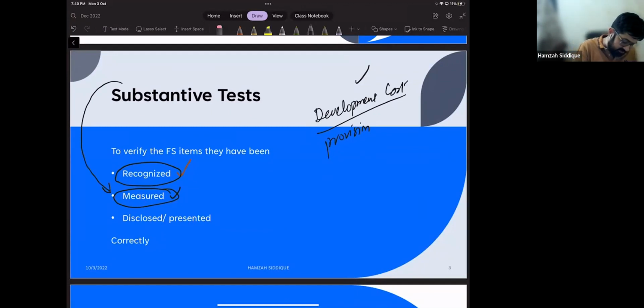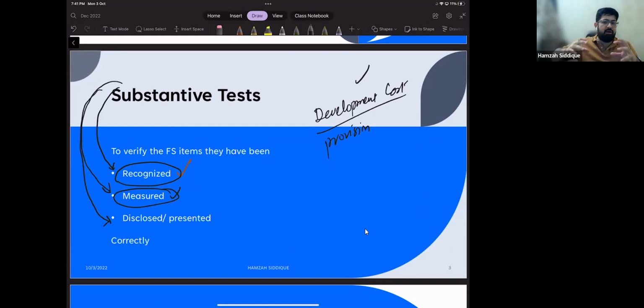First of all, do they meet the recognition criteria? Substantive test on that. Okay, met. Then whether they have been measured properly or not. Then third, disclosures and presentation: whether they are measured, disclosed and presented as per the relevant accounting standard or not. So this is why substantive tests are applied.